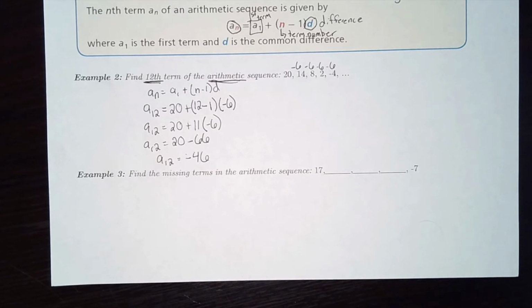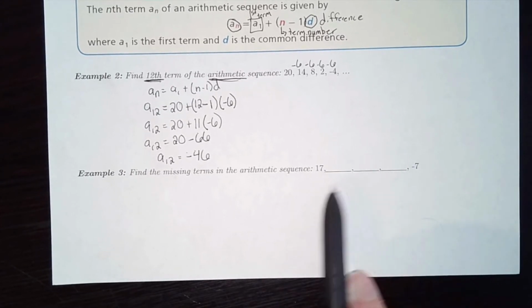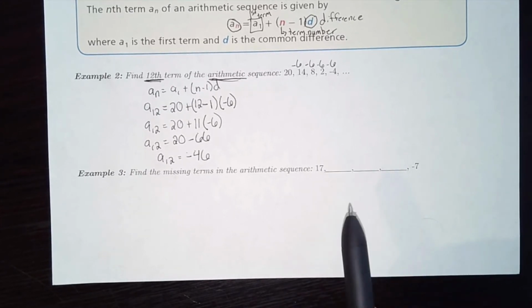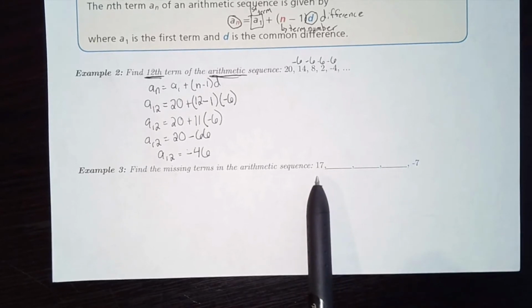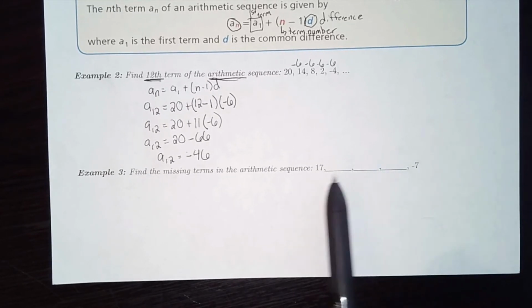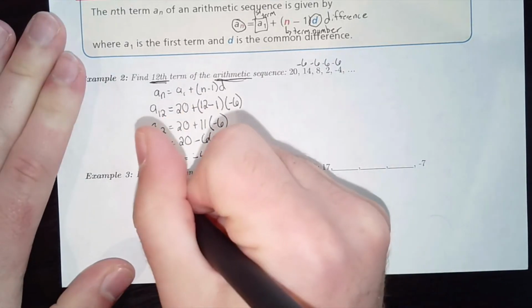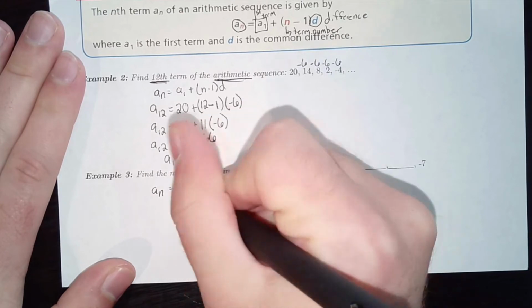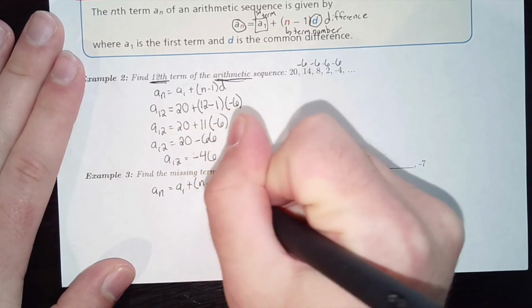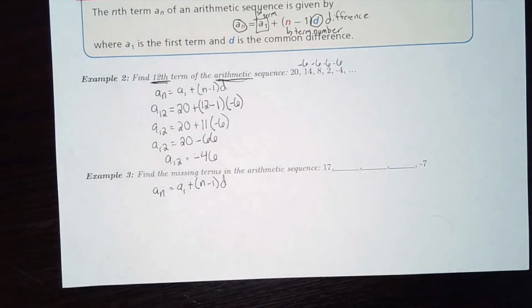What I need to figure out is what is my pattern, because if I know my pattern, I can fill in everything else to get from 17 to a negative 7. And the number of jumps that I make along the way is important. Now, I told you that if we're finding missing terms, we're going to use that equation. So I am still going to use a sub n is equal to a sub 1 plus n minus 1 times d.